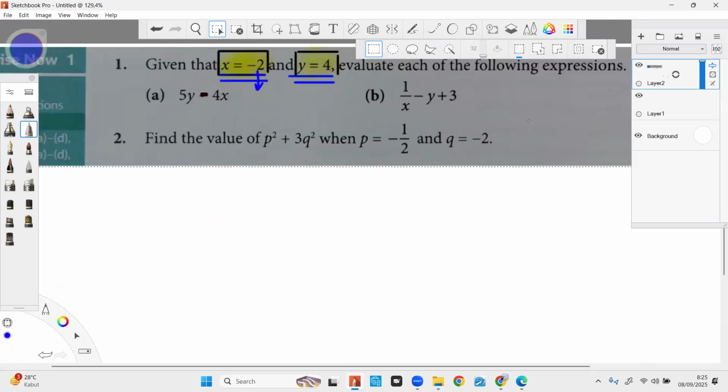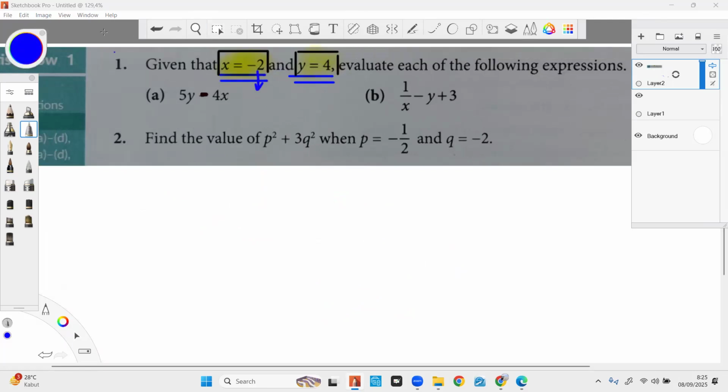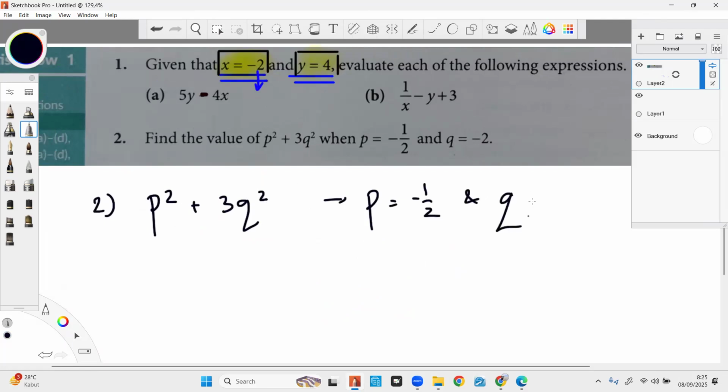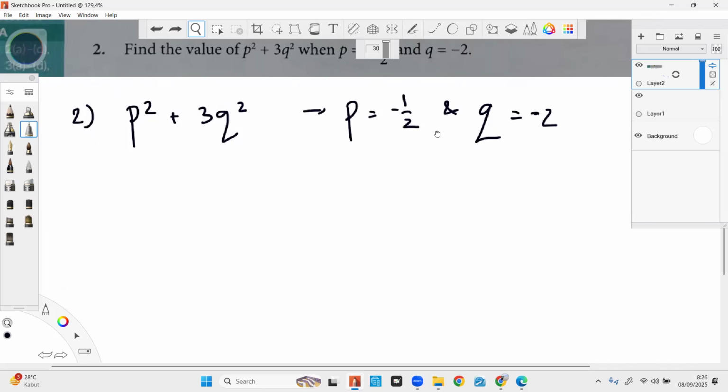Number 2, because we are dealing with more complicated expressions. P squared plus 3q squared, while p equals negative half and q equals negative 2. So now we are dealing with fractions, negatives, and squares with power. So 3 steps need to be focused on one by one.